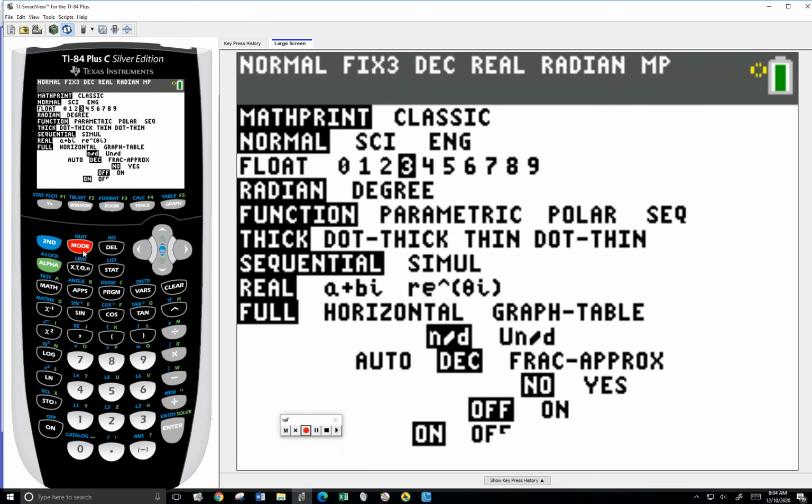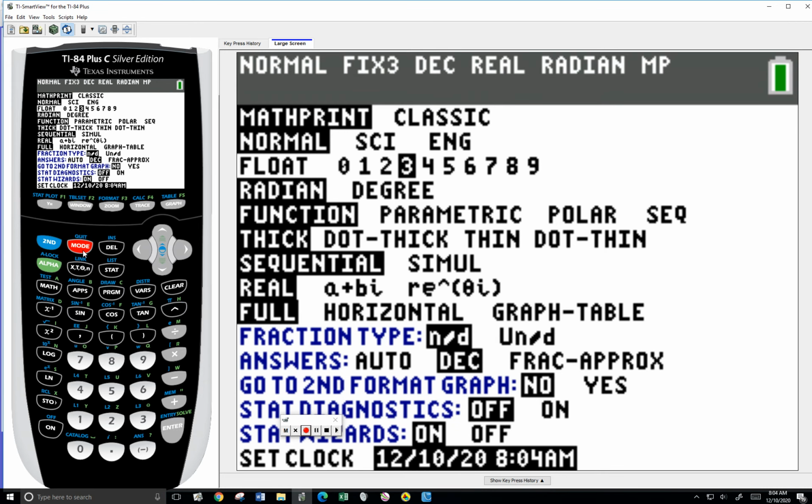Mode button. For calculus, you must always be in radian mode. For calculus, you must always be in radian mode. So radian mode right here. Have to always be in radian mode. Any other problems anyone's having? Anyone need me to come look at their calculator?